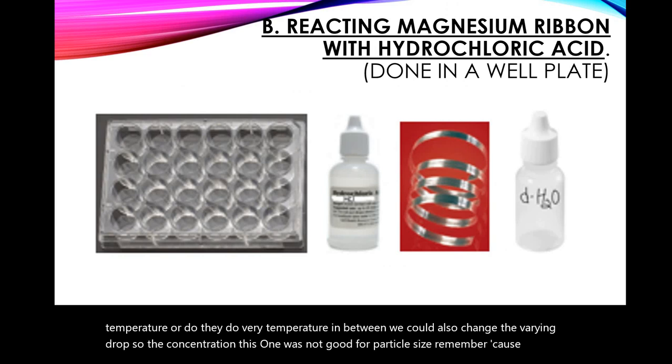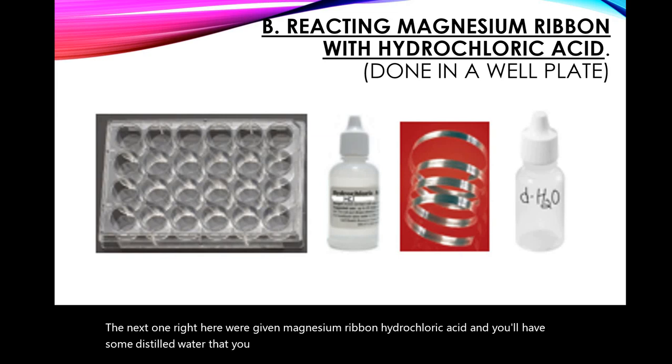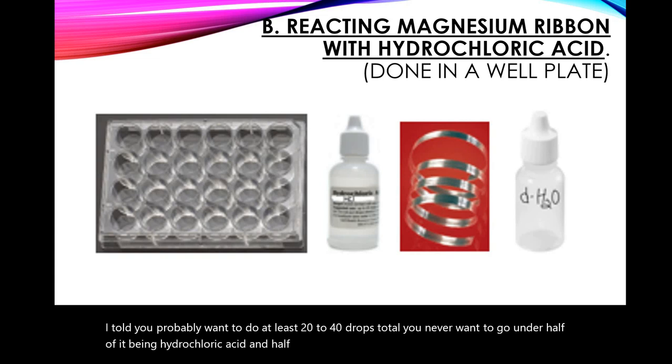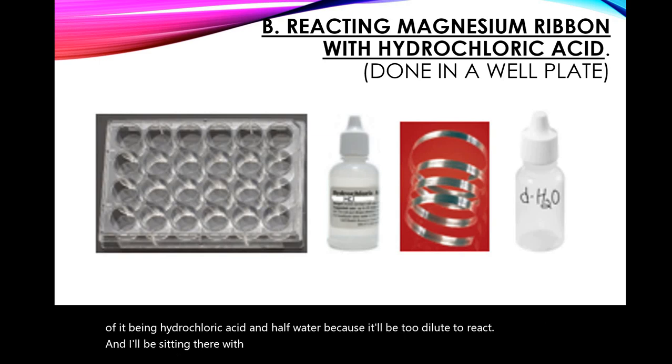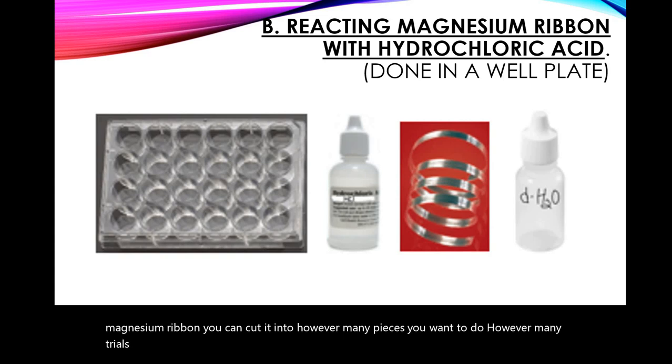The next one right here, we're given magnesium ribbon, hydrochloric acid, and you'll have some distilled water available. I told you probably want to do at least 20 to 40 drops total. You never want to go under half of it being hydrochloric acid and half water, because it'll be too dilute to react. And then you'll be sitting there with magnesium ribbon that never reacts. You'll be given a piece of magnesium ribbon. You can cut it into however many pieces you want to do however many trials you want to do. But you have to use the same amount of ribbon every time.